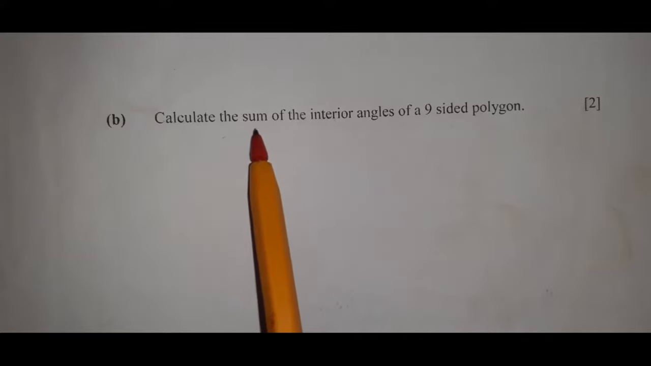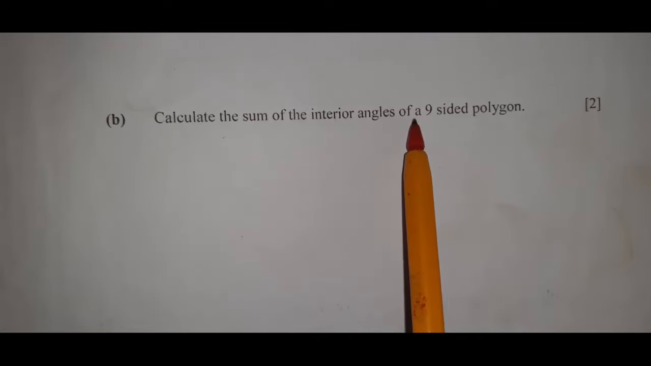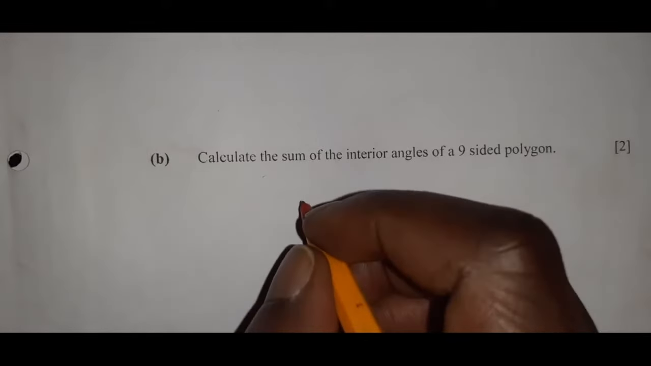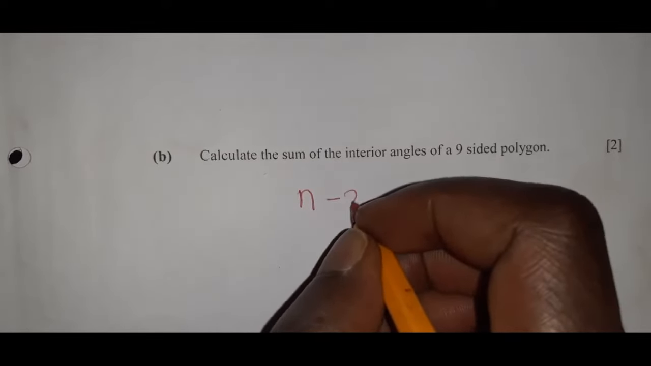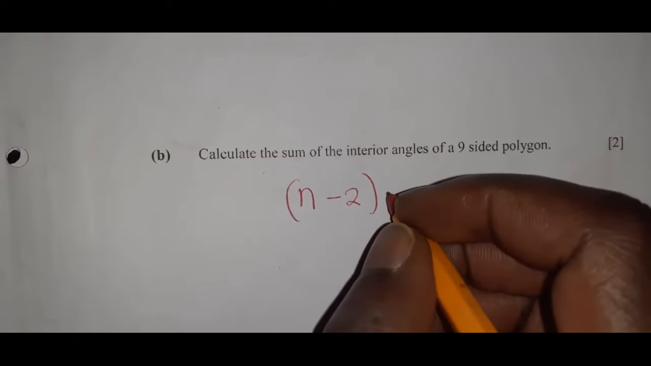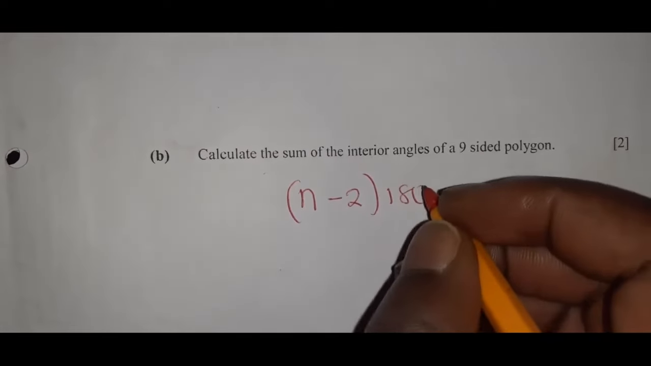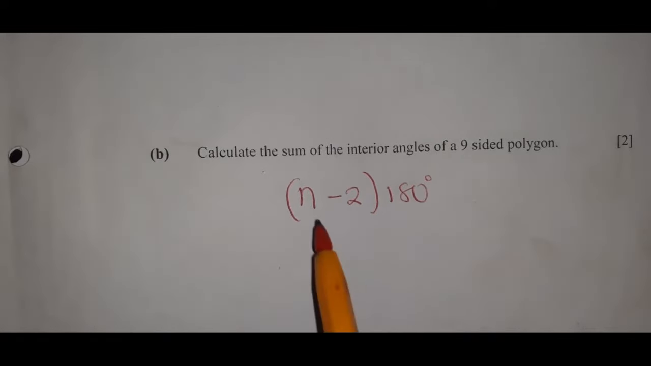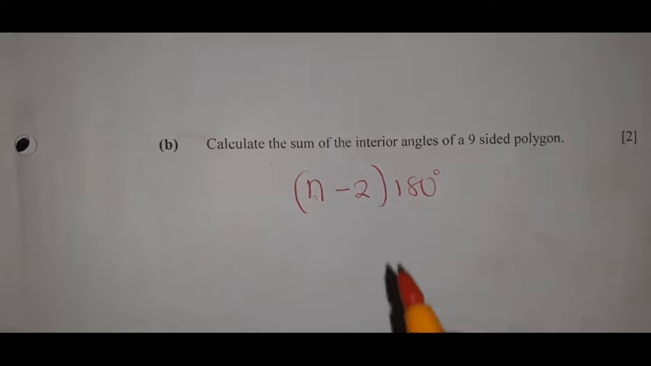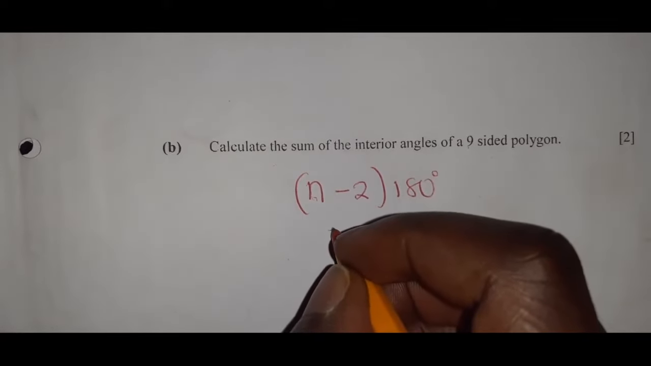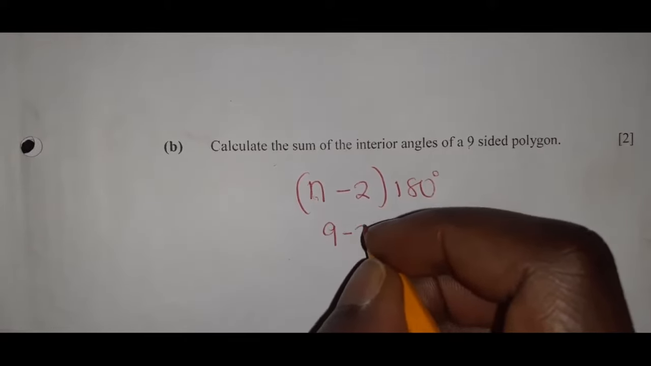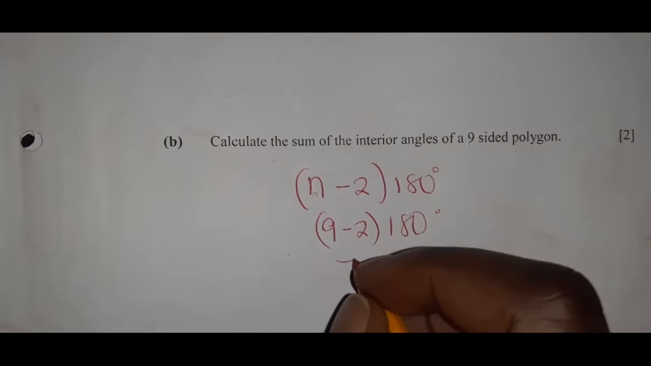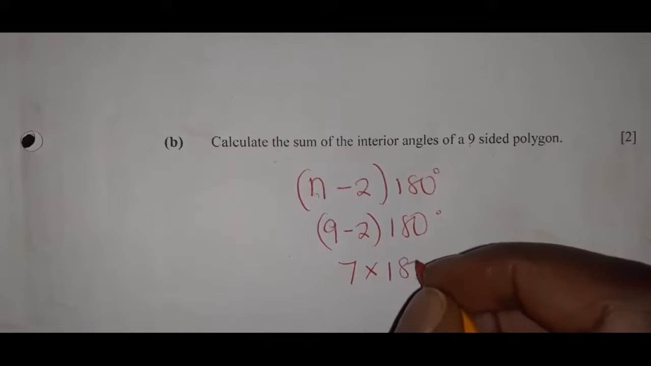Question 2b, calculate the sum of the interior angles of a 9-sided polygon. A 9-sided polygon. So we use n minus 2 multiplied by 180 degrees. This is the formula that we use, where n is the number of sides. So the number of sides is 9. So we say 9 minus 2 multiplied by 180. So this is 7 multiplied by 180.